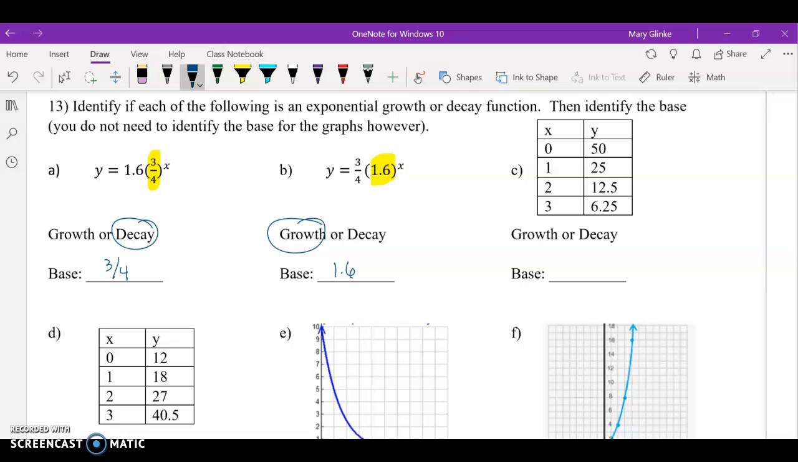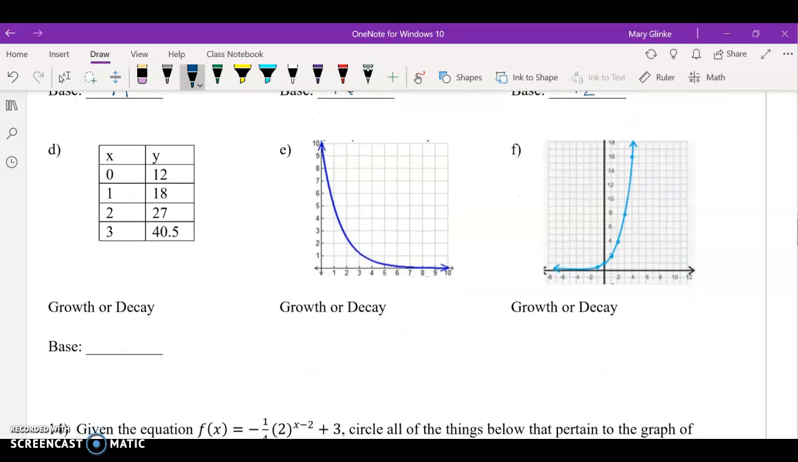On a table you look at your numbers here, 50 to 25. This is the same example as the last one because we were able to look and see that our base here is 1/2. Since our base is 1/2, we can see that our numbers are decreasing, making this decay. Versus the next one, you can see that your numbers are growing over time, so you can tell it's going to be an exponential growth function.